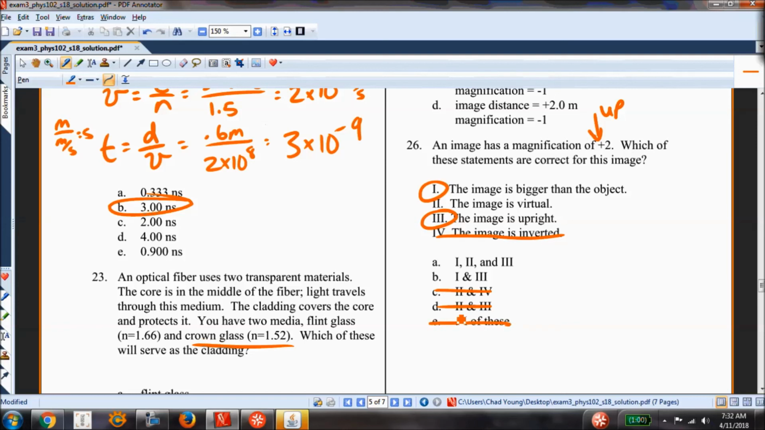Is the image virtual? Let me remind you, magnification is negative q divided by p. In order for this to be positive, this has to be negative. Our object distance will always be positive, at least in one lens or one mirror system. So p is always positive, except for some special cases, which we'll see later. So if q is negative, for magnification to be positive, then the image is also virtual. So A is the right answer for 26.